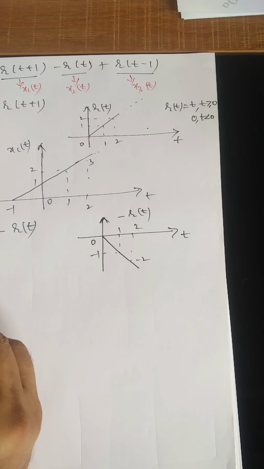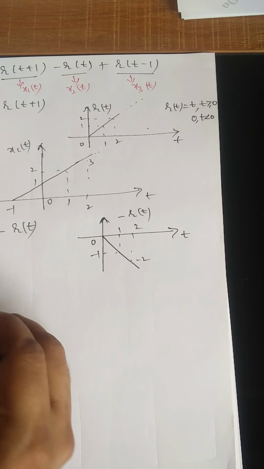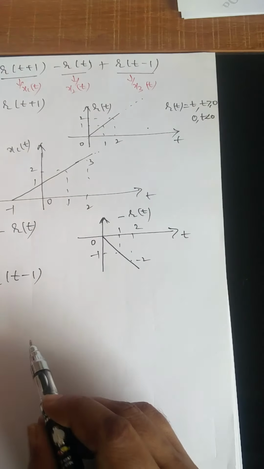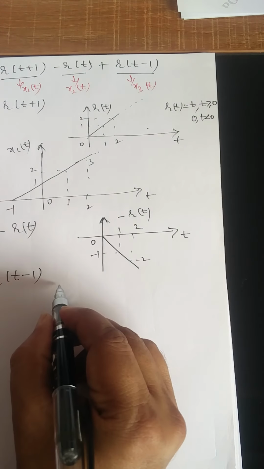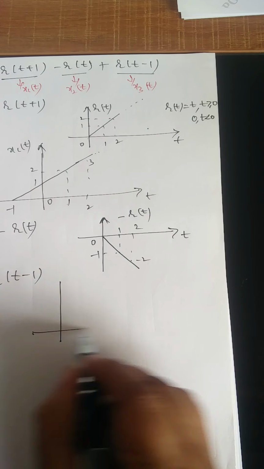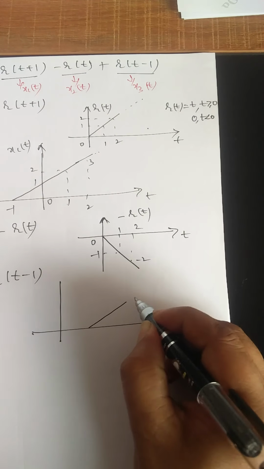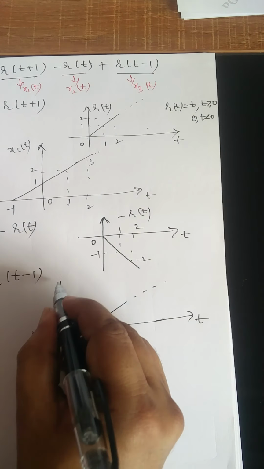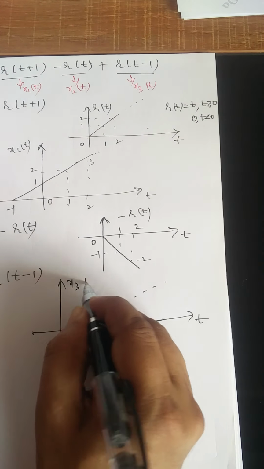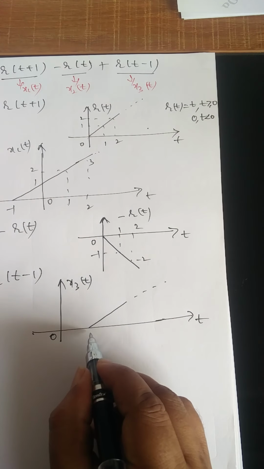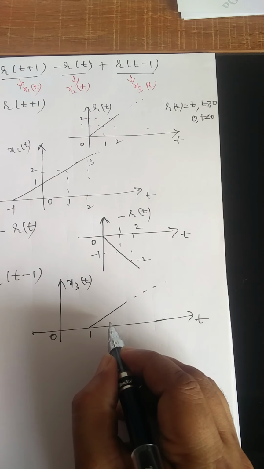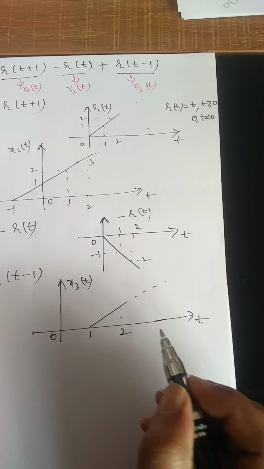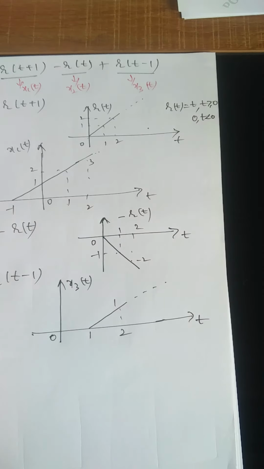What is r of t minus 1? That is x3 of t. x3 of t is r of t minus 1. That means, this is r of t, and r of t minus 1 is shifted to the right-hand side by 1 value. This is the r of t minus 1, that is the x3 of t. At 1 its value is 0, at 2 its value is 1, it goes like this.